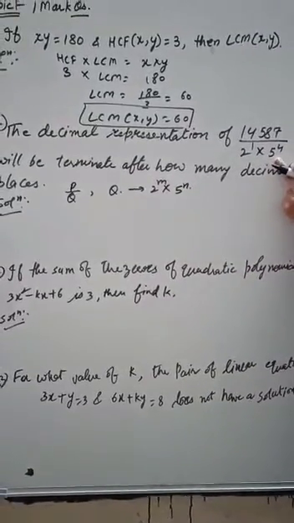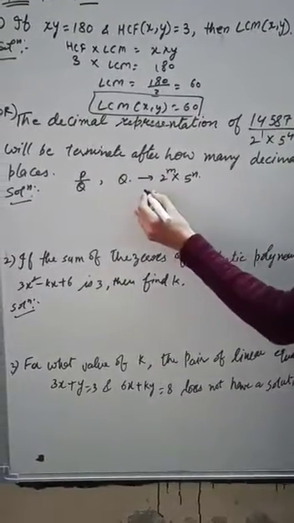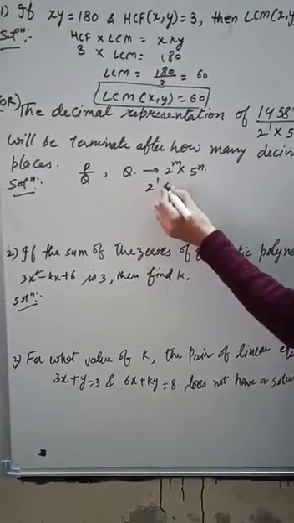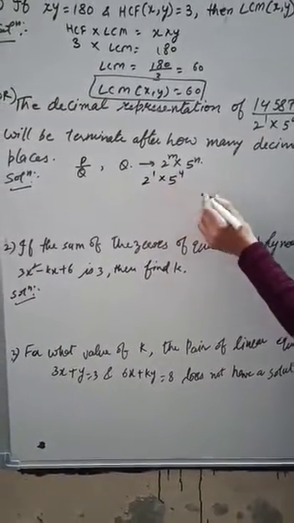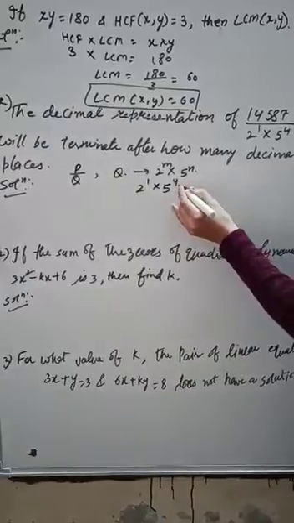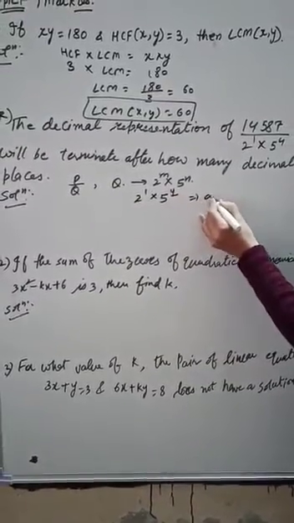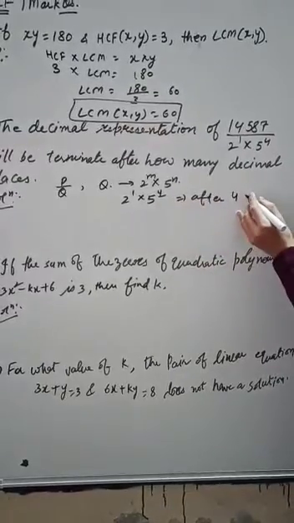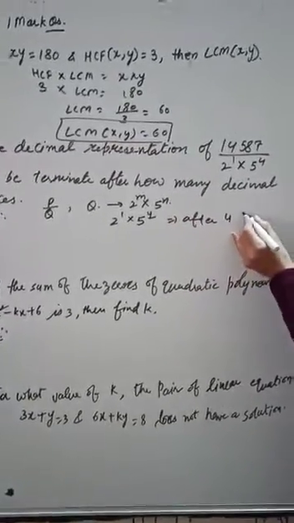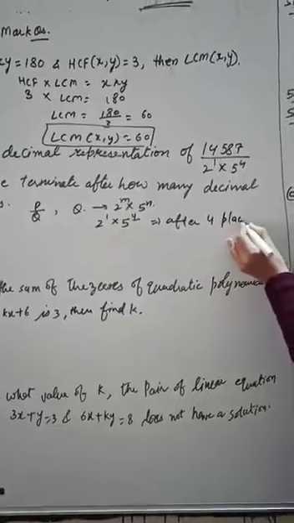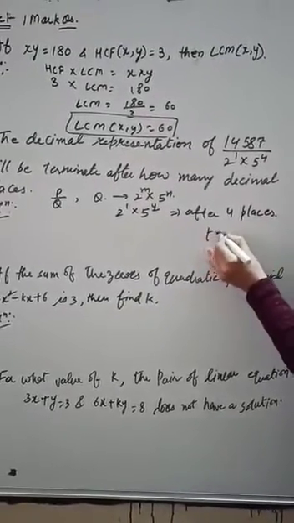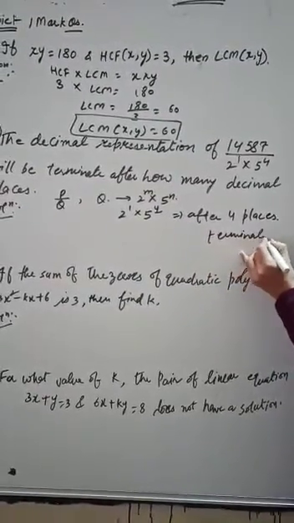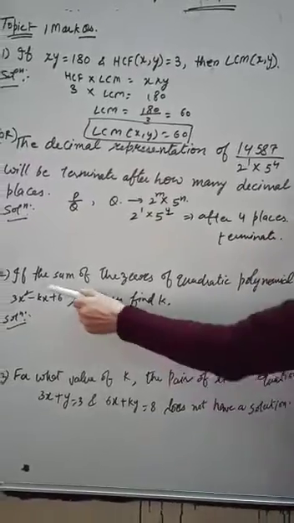And here the denominator is already in the form of 2 raised to power 1 and 5 raised to power 4. So the maximum power here is 4. So after 4 places the decimal representation is terminated. So this is the answer of the question. Let us see the next one.